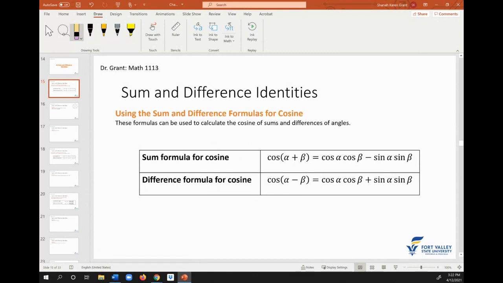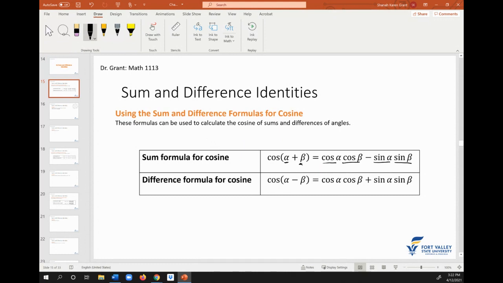So basically, for the sum formula, if you have cosine of two angles, alpha and beta, so cosine of alpha plus beta, that's going to be equal to cosine alpha times cosine beta minus sine alpha sine beta. So in this case, alpha is your first angle, beta is your second angle.